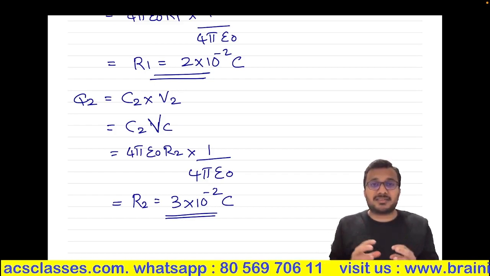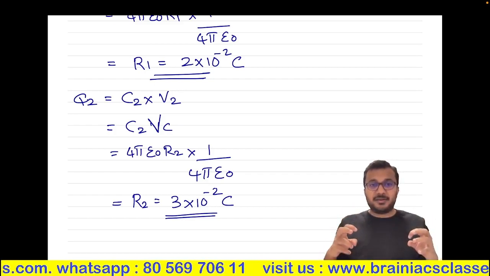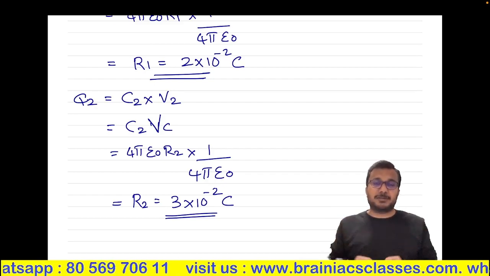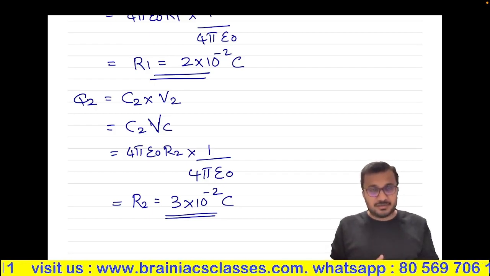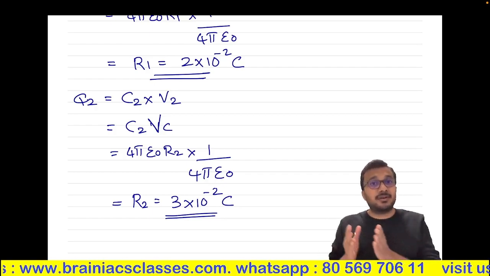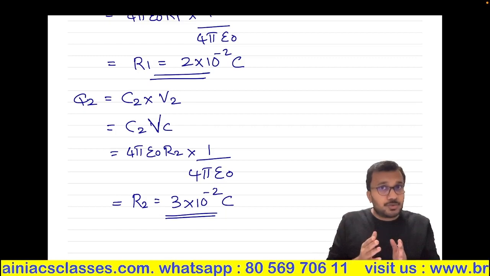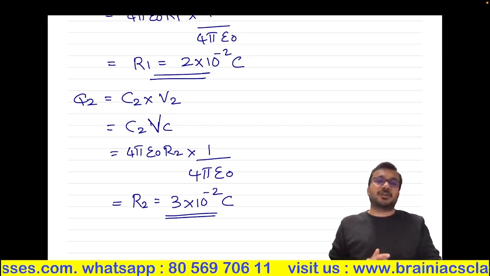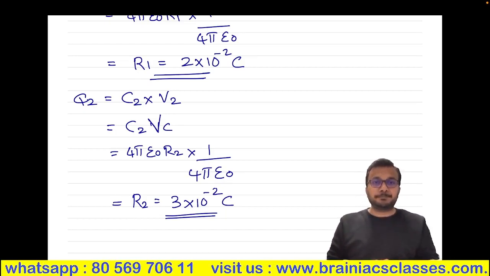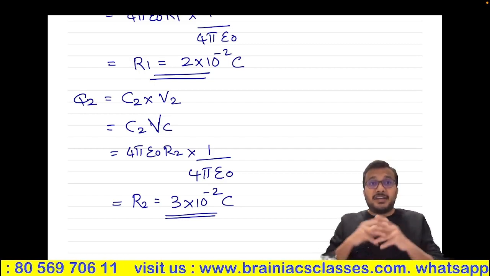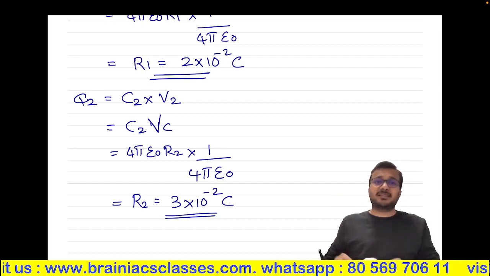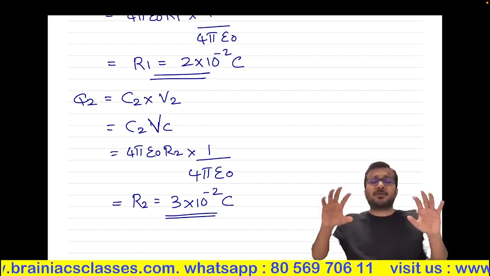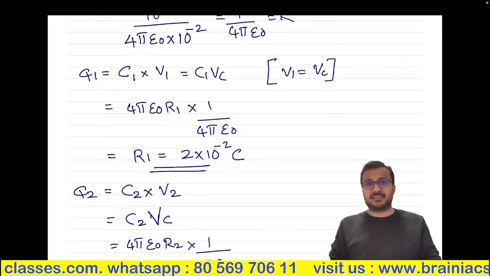But you should understand that when two spheres are connected together, they will have a common potential. The correct method of solving the problem is to find the common potential. Then you have to find Q1 equals C1 times the common potential, Q2 equals C2 times the common potential. You have to follow this method. Because I should give you a major point: when two spheres are connected, both will have a common potential.